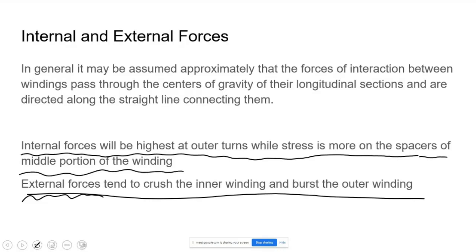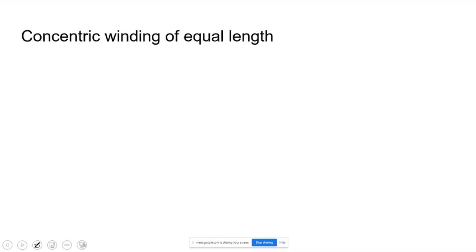So a little bit of insight is needed here. Let me draw this separately. Of course, this heading I'll discuss in a few moments. But before that, I will explain how the internal forces will be in a single winding.